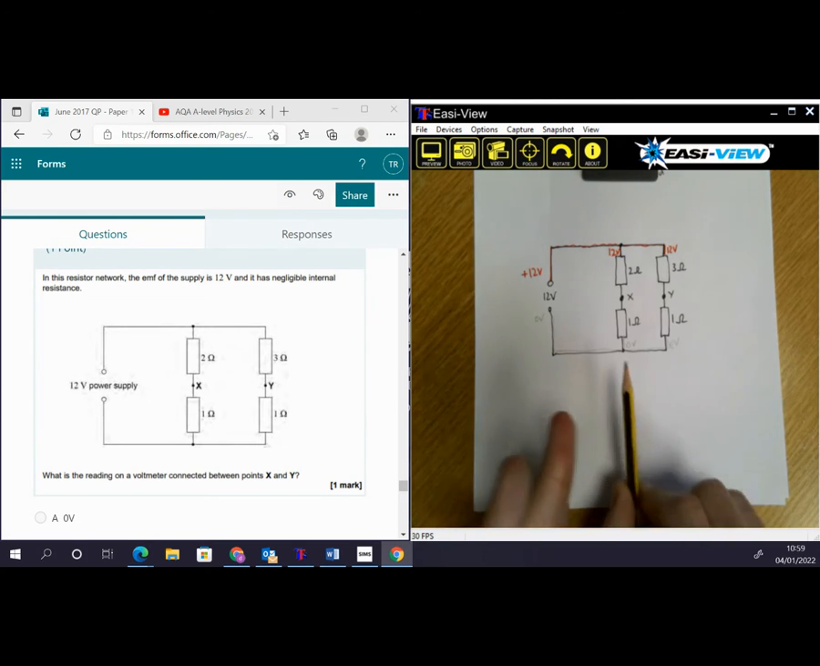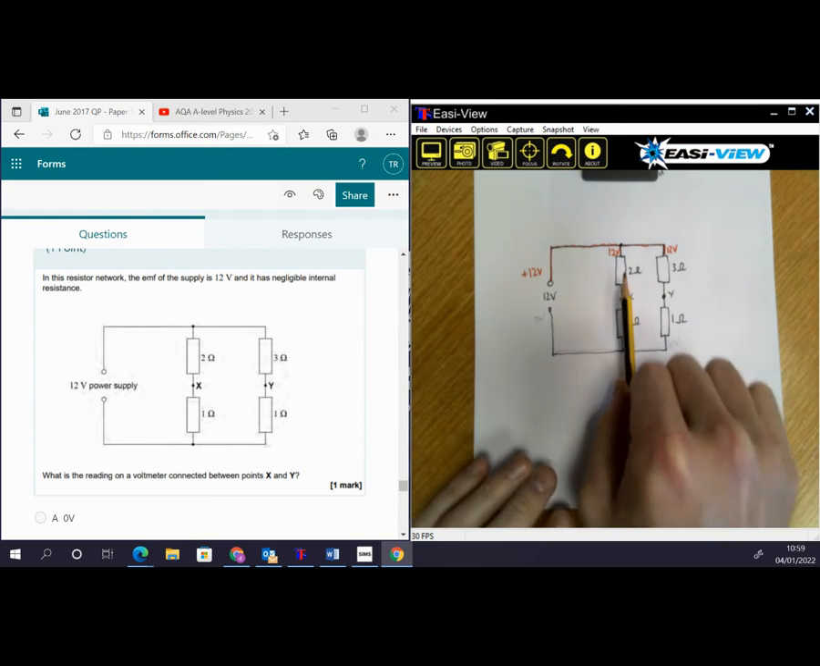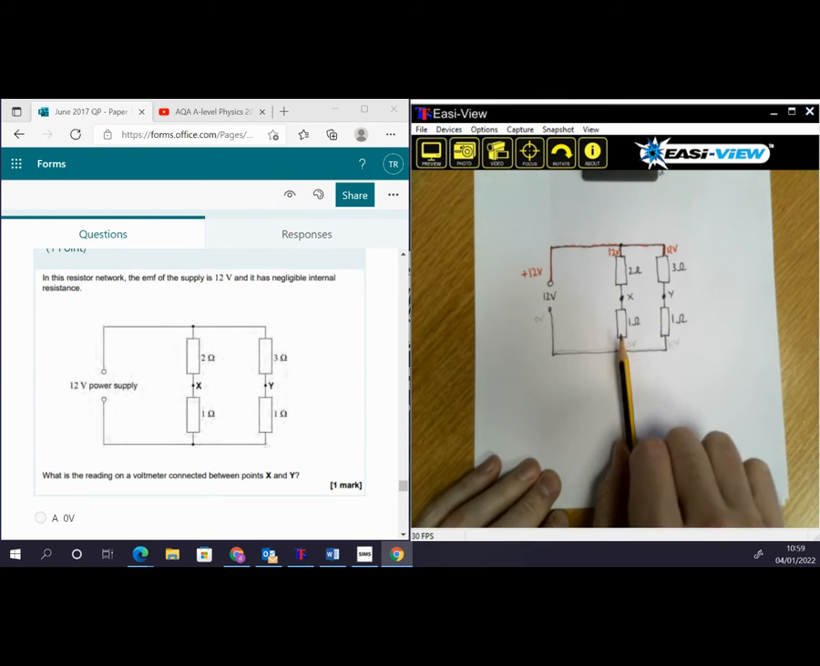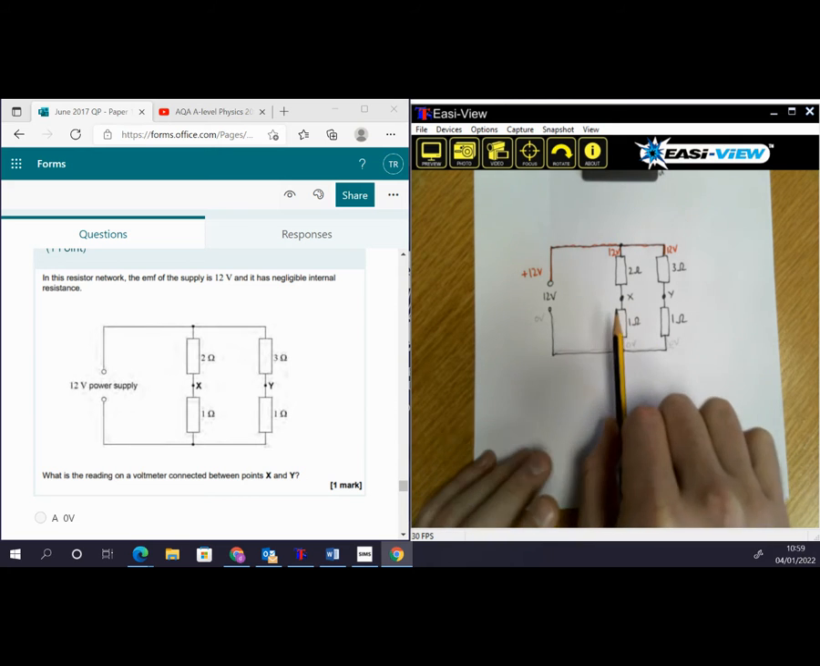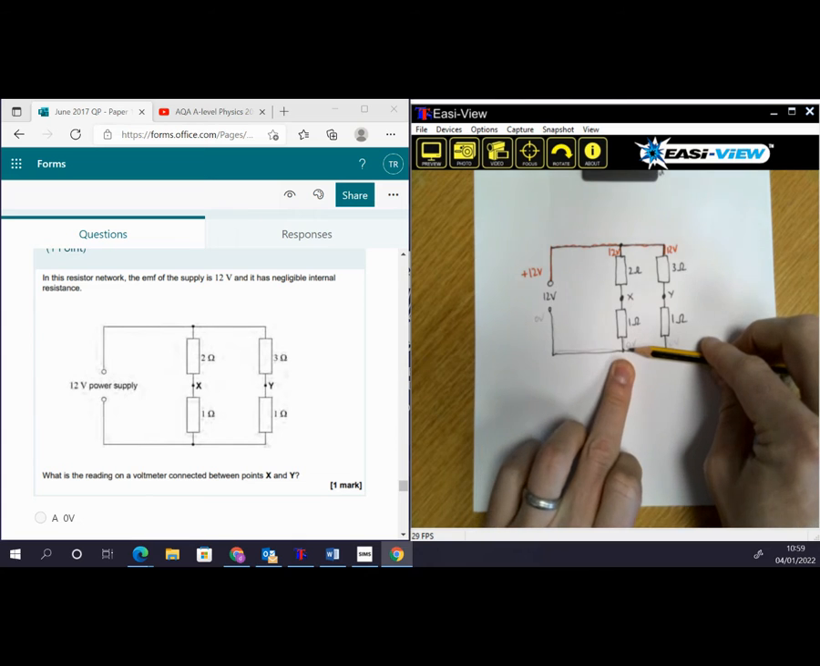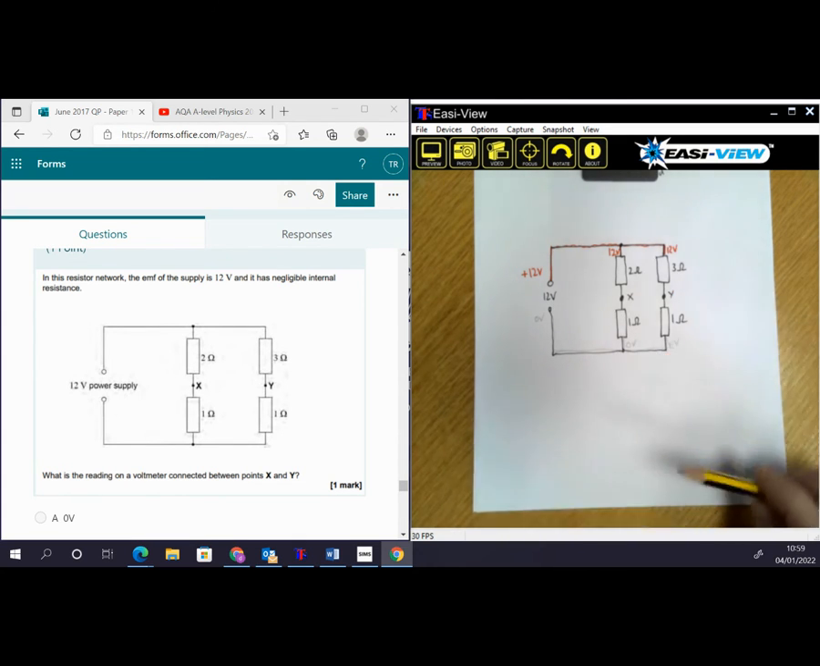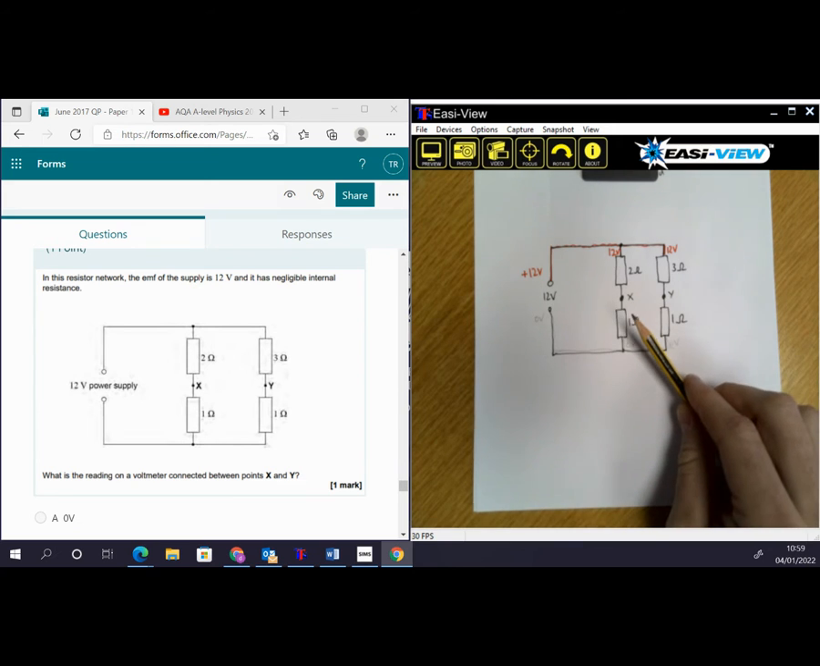And then it doesn't matter. I could have as many branches as well. Each branch is entirely independent of the other branch. It doesn't matter what's going on in each of these branches. This branch has 12 volts potential difference applied across it. This branch has 12 volts potential difference applied across it. And I could then go in and work out the currents.